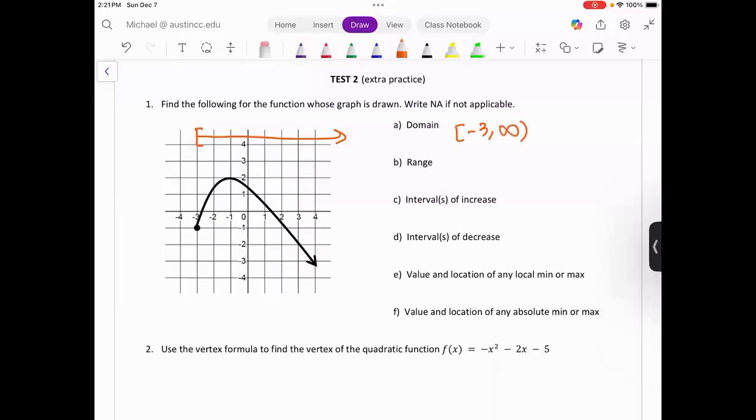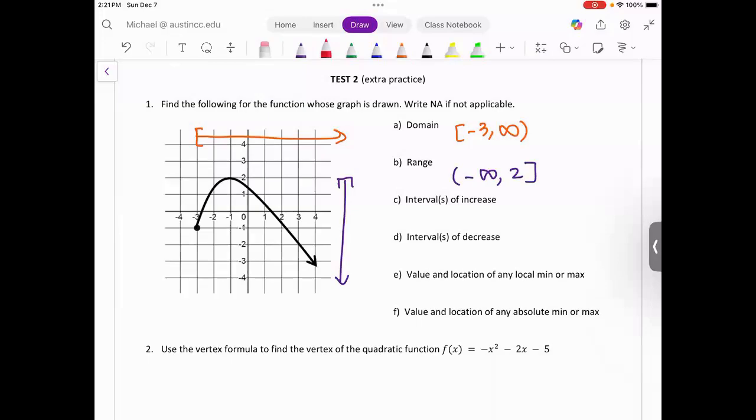Okay, what is the range? So it looks like the range, we are starting at 2, and we're going all the way down to negative infinity. And we are including 2, so we'll put that in the bracket. So we have from negative infinity to 2.